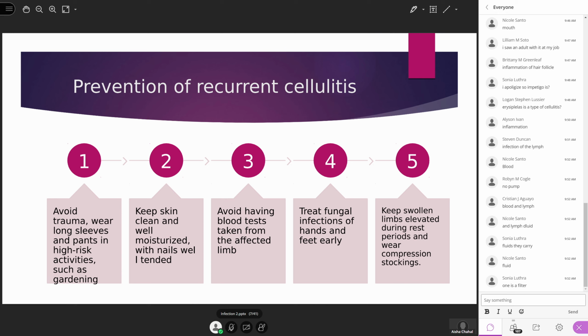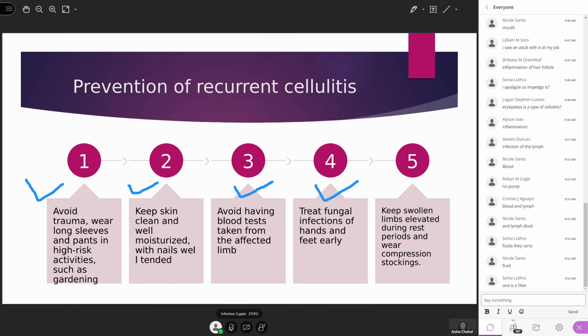Prevention of recurrent cellulitis. Many patients will come to the hospital again and again with this issue of cellulitis because of a weakened immune system, lack of self-care, and comorbidities. A lot of things play a role in recurrent cellulitis, and it puts them at a very high risk for getting sepsis. Very self-explanatory, the five things I listed here for prevention: avoid any type of trauma, keep the skin clean, do blood tests not from the affected extremity, and treat fungal infections. These are just some of the preventive measures.